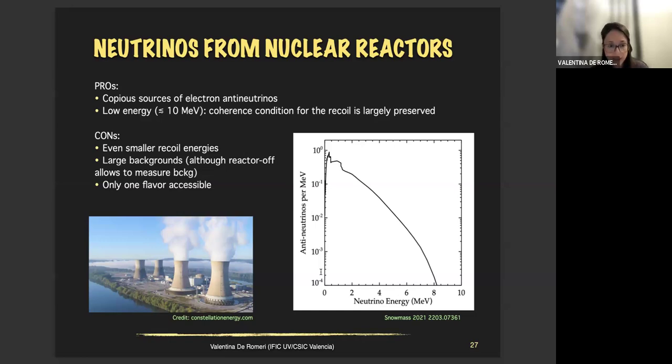But the disadvantages of these experiments are that the recoil energies induced in the process are even smaller, so even more complicated to observe. Backgrounds can also be important here, although the reactor-off period can allow us to measure them. And only one flavor is accessible, only the electron one. So the typical neutrino flux expected from a nuclear reactor as a function of the neutrino energy is shown in this other figure.